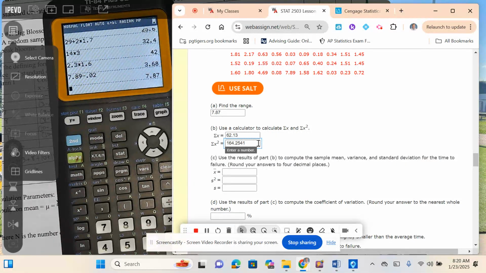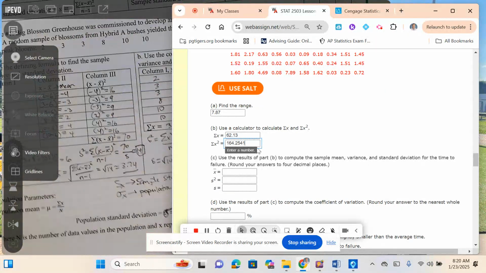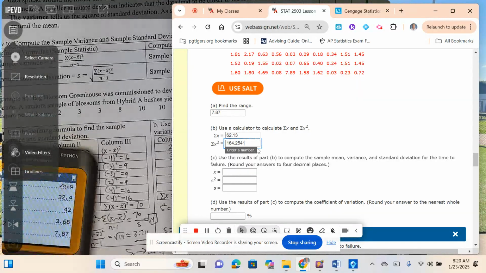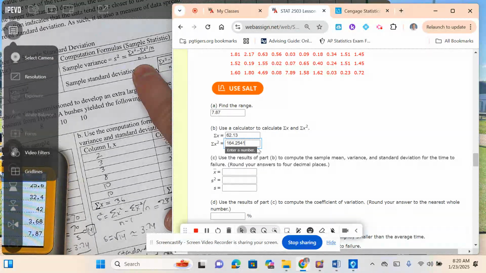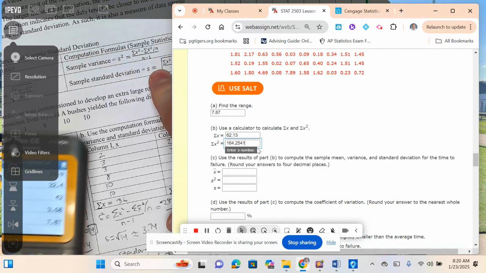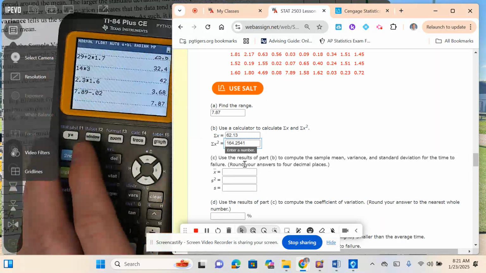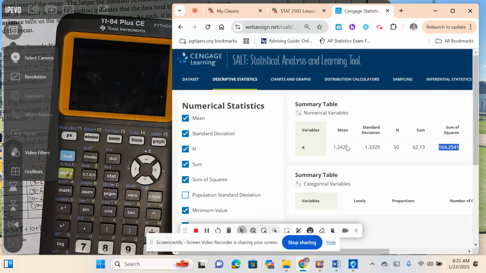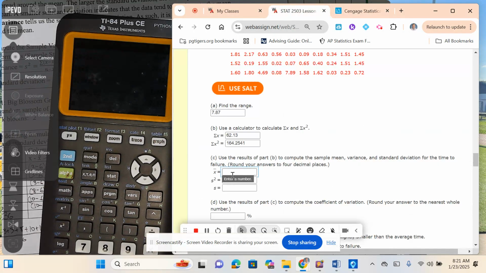Use the results in Part B to compute the sample mean, variance, and standard deviation. Okay. Now, by the way, what they're saying here, they're setting you up. These are the values you would use to calculate the sample variance and the standard deviation. But we could also just use our calculator here. The sample mean is X bar. So I just go to the mean there and Control C. X bar is just the mean. It's a sample mean. The bar means it's a sample.